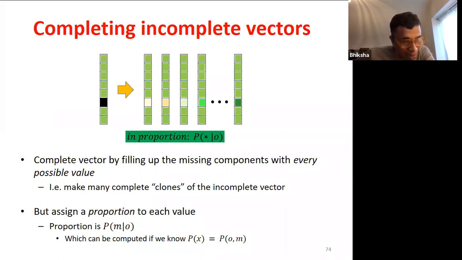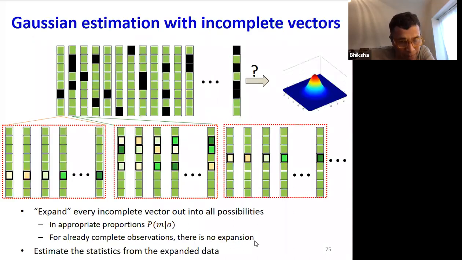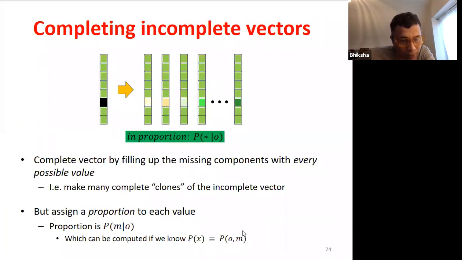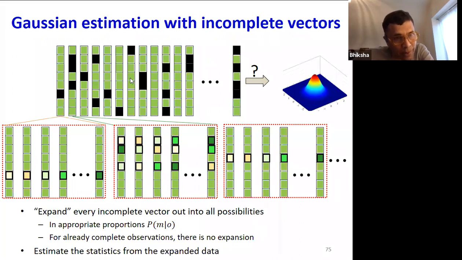This is where the math kicks in, right? P of O given m. And so assume that you have it for now, okay? So here's what is going to happen. For every one of these vectors, I'm going to fill in the missing components in every possible way. So this one vector is going to expand out to all of these clones. This one vector is going to expand out to all of these clones. This third vector is going to expand out to all of these clones.